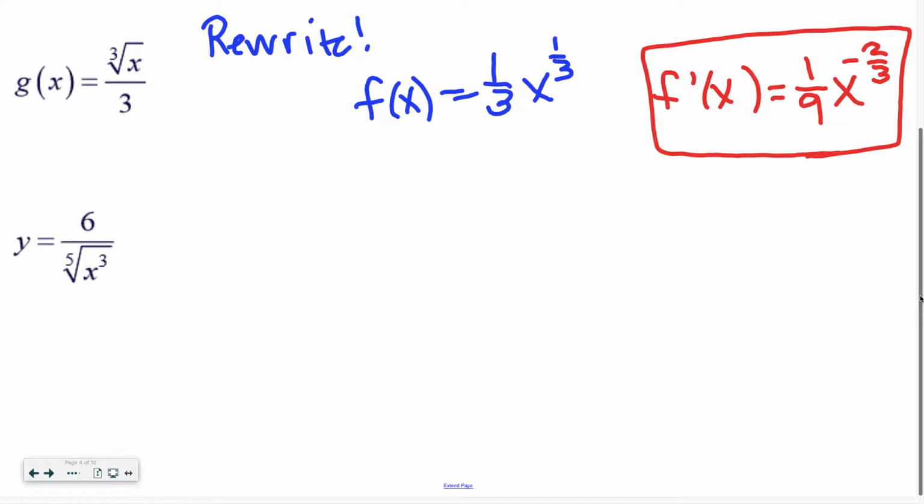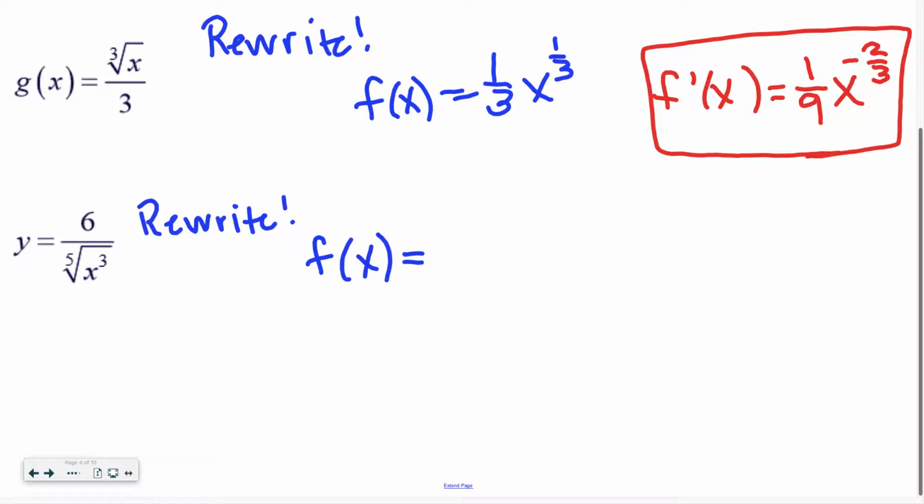Y equals 6 over the 5th root of x cubed. Is this written as ax to the n? No. Write down what you think we should rewrite it as. Okay, Kinley, what would you rewrite this as?